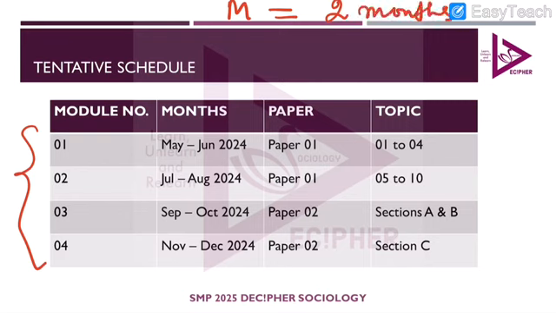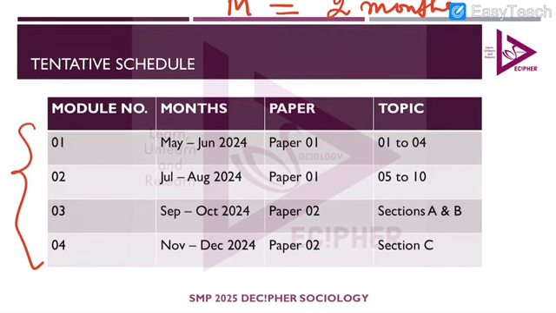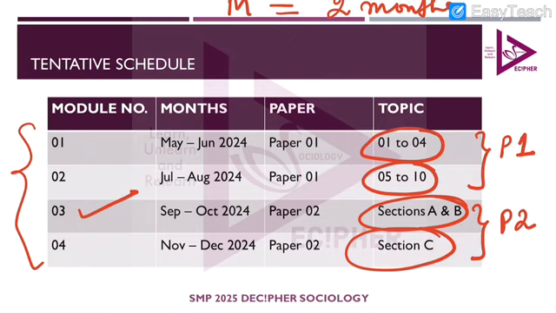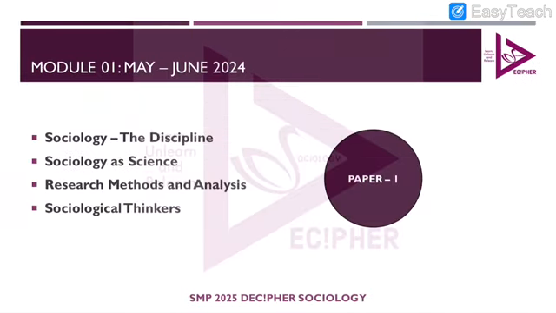In module 1 and 2, you will be completing paper 1. In module 3 and 4, you will be completing paper 2. So, here module 1 will be doing 1 to 4 topics. Second module 5 to 10. Then sections A and B, module 3. Final section C, module 4. Let us go into the details.